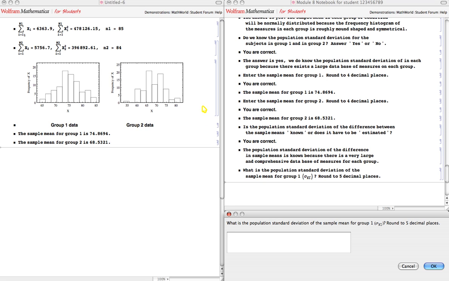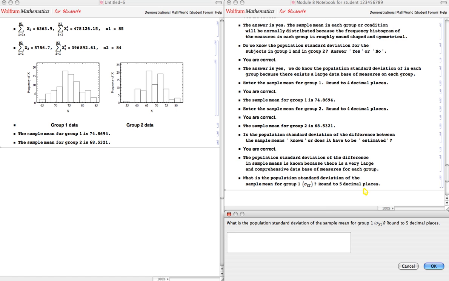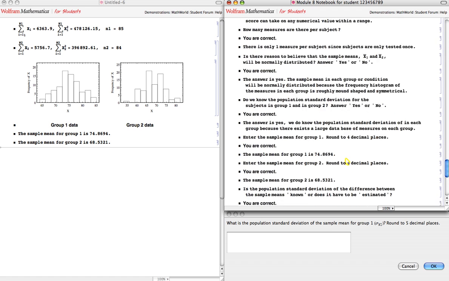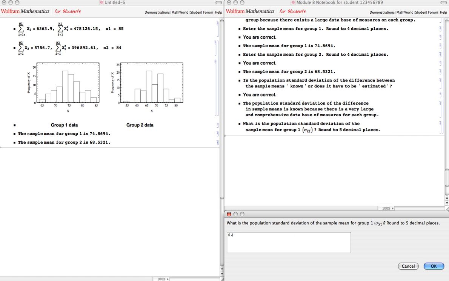What is the population standard deviation of the sample mean for group 1? It's simply the population standard deviation for girls, that's group 1, divided by the square root of 85, which is the sample size. So let's see what this value was. Okay, so 4.5 divided by square root of 85. We have to round this to 5 decimal places. Alright, so that's 0.48809.